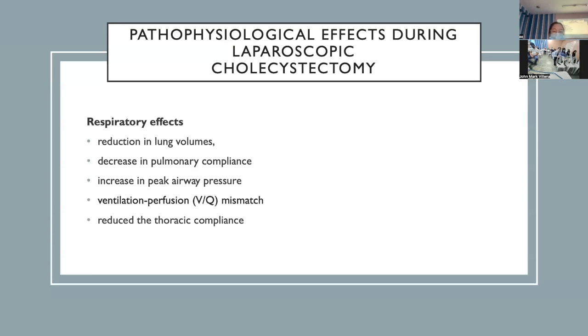Respiratory effects: increase in intra-abdominal pressure shifts the diaphragm cephalad and therefore reduces diaphragmatic excursion. This results in closure of smaller airways leading to the atelectasis I mentioned earlier. Therefore there is reduction in lung volumes, decrease in pulmonary compliance, increase in peak airway pressure, ventilation perfusion mismatch, and reduced thoracic compliance.